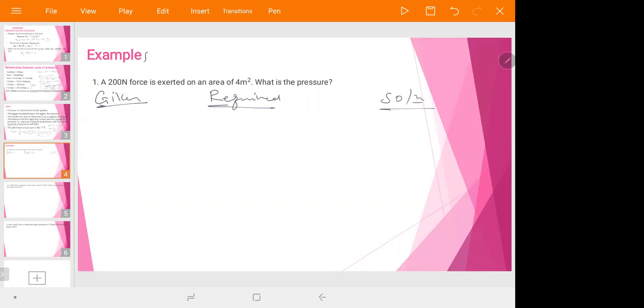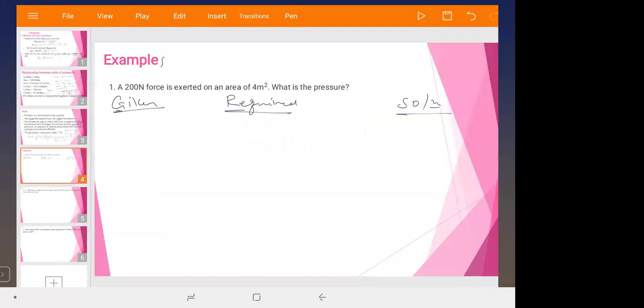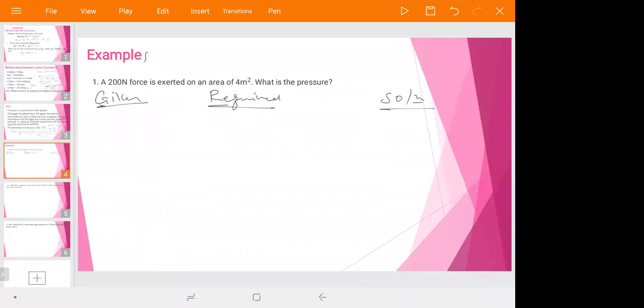The question is visible, I think. Yes, okay, try it. 50 Newton per meter square. Newton per meter square means what? Pascal. Okay, let us see together.